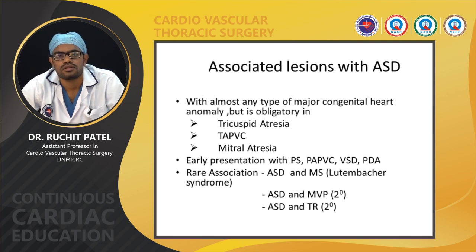A rare association is found with mitral stenosis, that may be a part of Lutembacher syndrome. On the secondary side, there can be mitral prolapse or tricuspid regurgitation that occurs due to physiological changes associated with ASD.